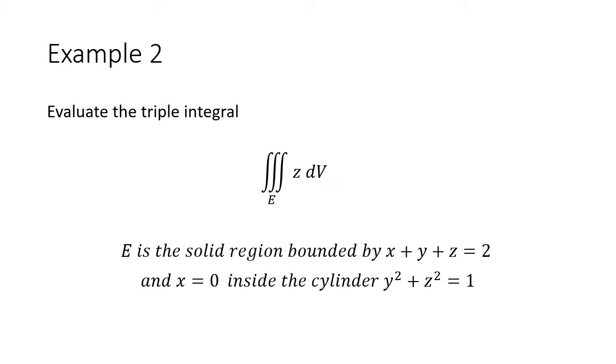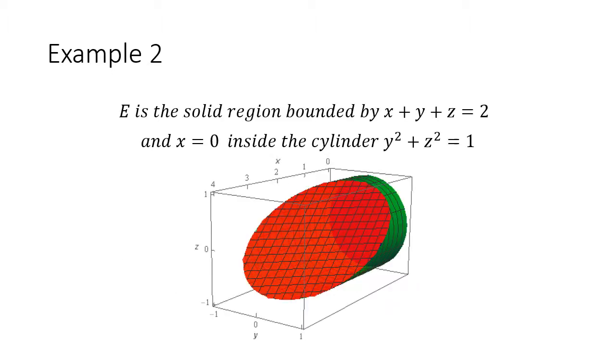So our solid is going to be the region bounded by x plus y plus z equals 2, and x equals 0. So those two are definitely plane surfaces, right? There's no exponents there. They're all linear terms. So I have the plane x plus y plus z equals 2, the plane x equals 0, which is kind of nice because that's a coordinate plane. And it's going to be inside my cylinder, y squared plus z squared equals 1.